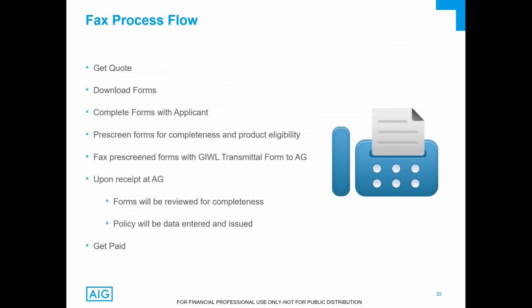So the process flow for the paper application: you go on to aig.com/GIWL, you run the quote, you download the forms. Once you complete those forms with the applicant, you want to make sure you've completed everything that you need to. You want to pre-screen those forms and then fax them into AIG. Once AIG gets them, it takes about 2 days to process the paper application, and then another couple of days to process the payment. So we're probably talking about a 3 to 5 day lag from submission to fully processed, unless you future dated the payment. But if you were doing an immediate draft, for example, if you submitted it today, we're probably looking at 5 business days before it's funded and in force.